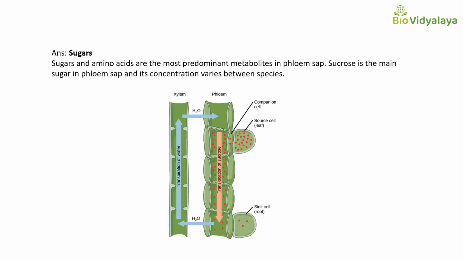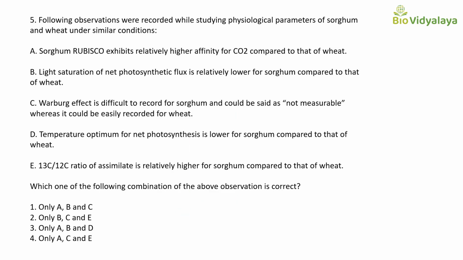So this is the explanation. Sugars and amino acids are the most predominant metabolites in the phloem sap. Sucrose is the main sugar in phloem sap and its concentration varies between species. So the answer is sugar. This is Part C, 4-mark question.